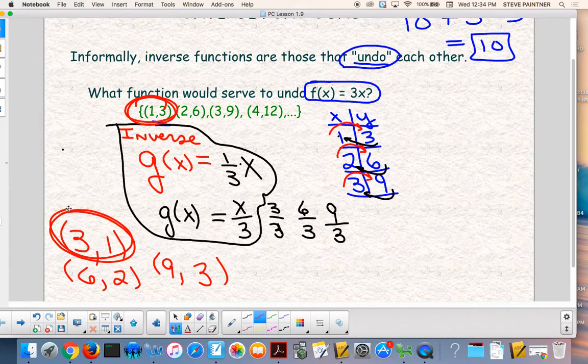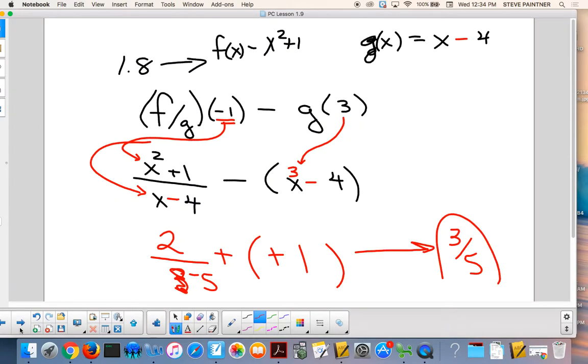Well, I said that backwards, sorry. If I know (1, 3) is on my function, I should know (3, 1) is on my inverse, okay? All right, let's keep moving.